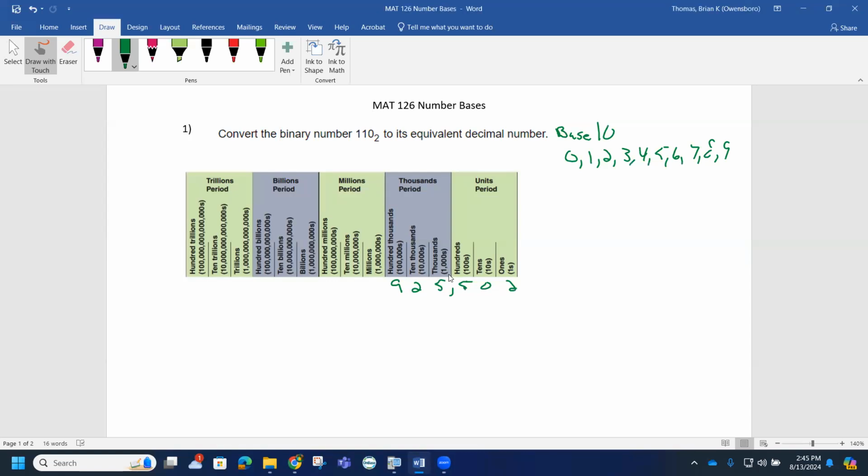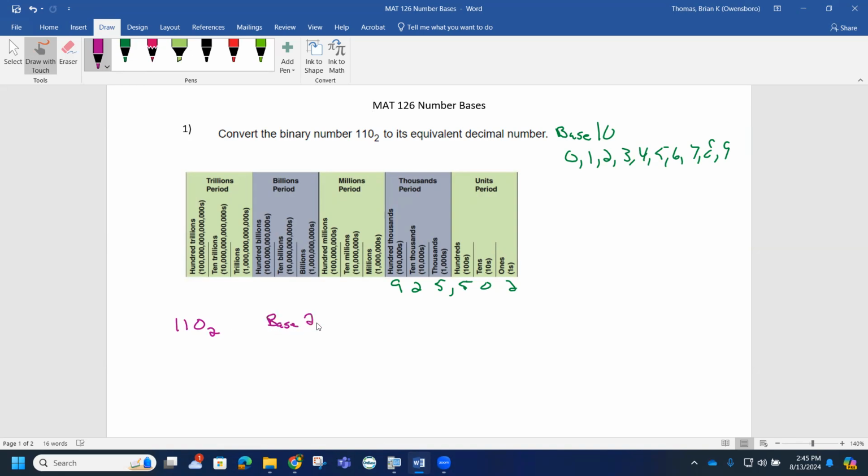But typically we read this by periods: 925,502. That's a base 10 number. So there'd be a little 10 over here. But since we use those so commonly, we don't put that little 10 over there. It's just understood to be base 10. Now, 110 is a base 2 system. So 110 with the 2 there is base 2.